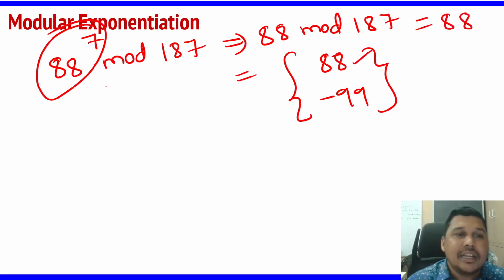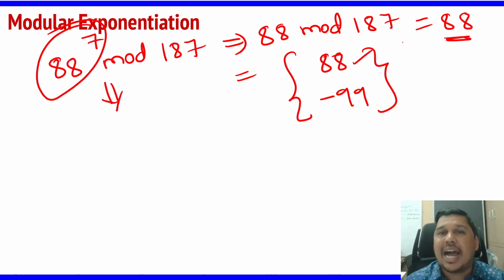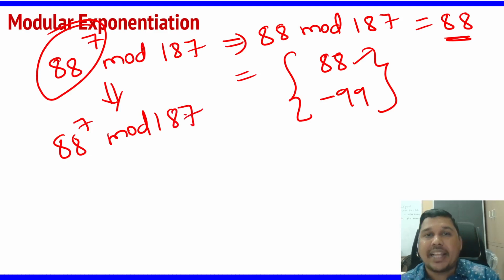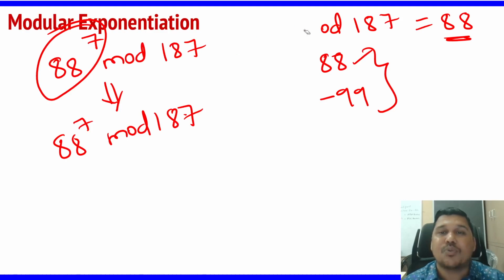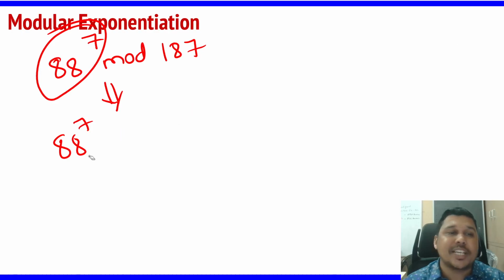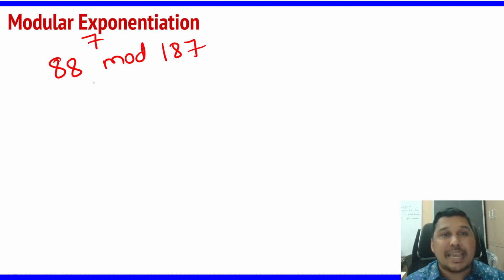So if I come here, is this modifying? After simplifying, again it became 88 power 7 mod 187 only. There is no change. After applying the simplification process, we couldn't reduce that value to a smaller value. It is coming back to the same. In this case, when you are unable to simplify this expression and it turns out to be the same number, you have to calculate like this.